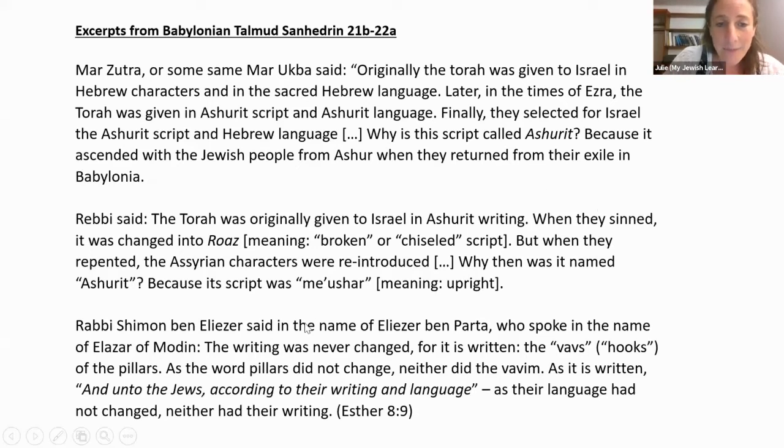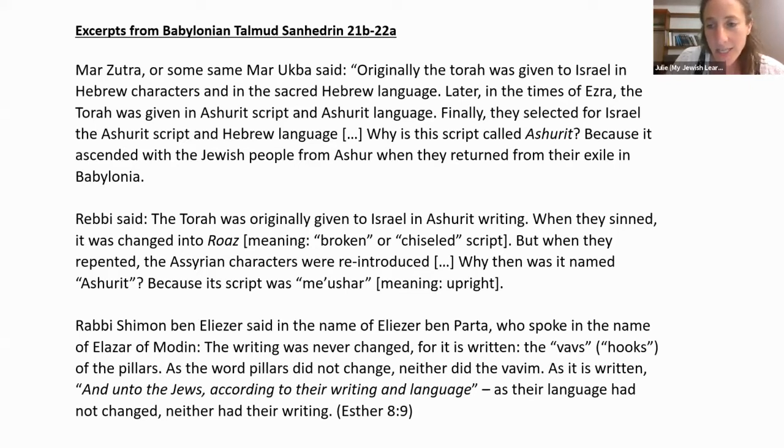Another idea. Rabbi Shimon ben Eliezer said in the name of Eliezer ben Parta, who spoke in the name of Elazar of Modin, the writing was never changed, for it is written, the vavs, or hooks, of the pillars. He's saying, it's always been the same. There was never anything else but what we have now.